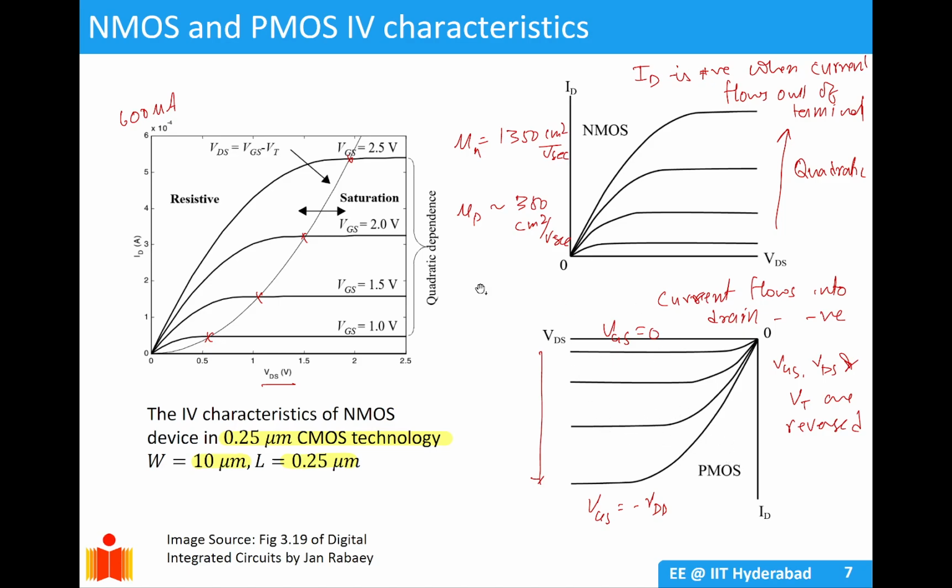The PMOS device is exactly opposite to your NMOS device. So here you apply a negative drain voltage, and the current you get is also negative. So this works in the third quadrant where both your current and voltage are negative. And here what you see is, as VGS goes more and more negative, the current increases in value. So everything is reverse compared to an NMOSFET.